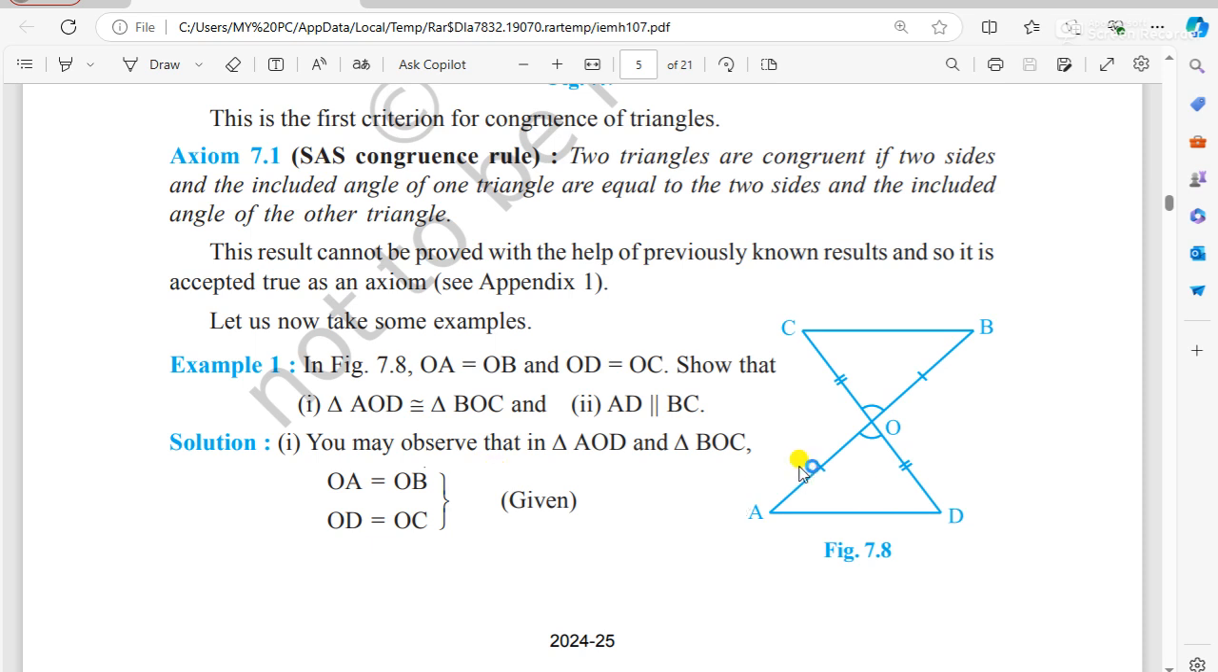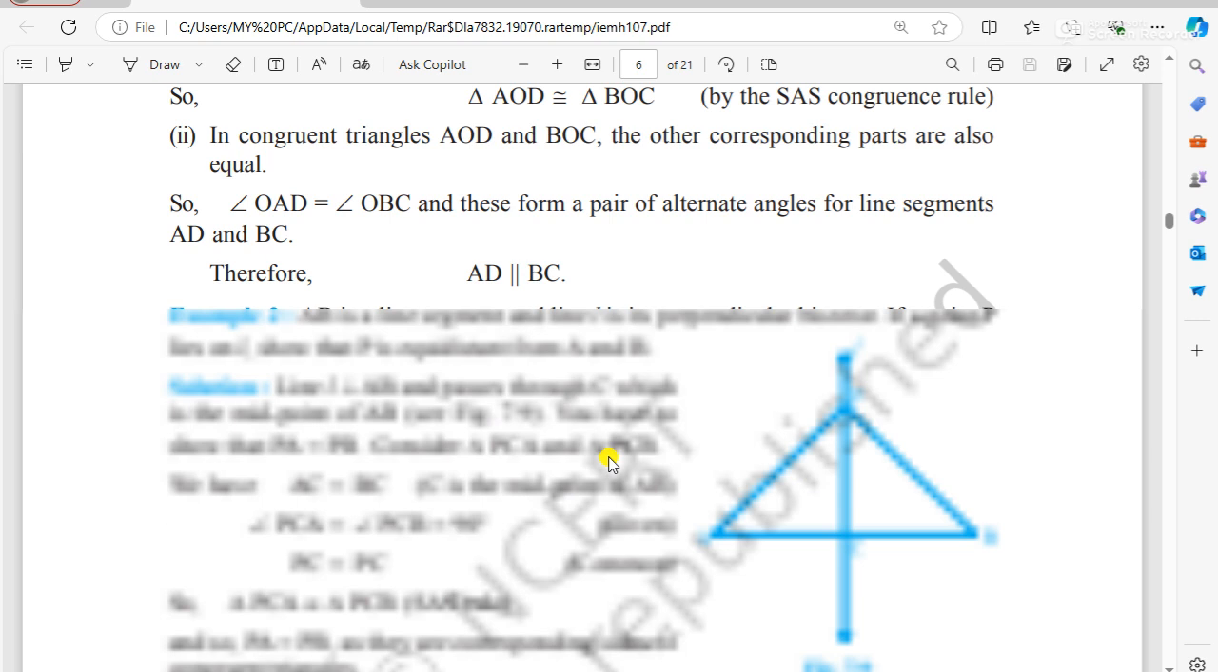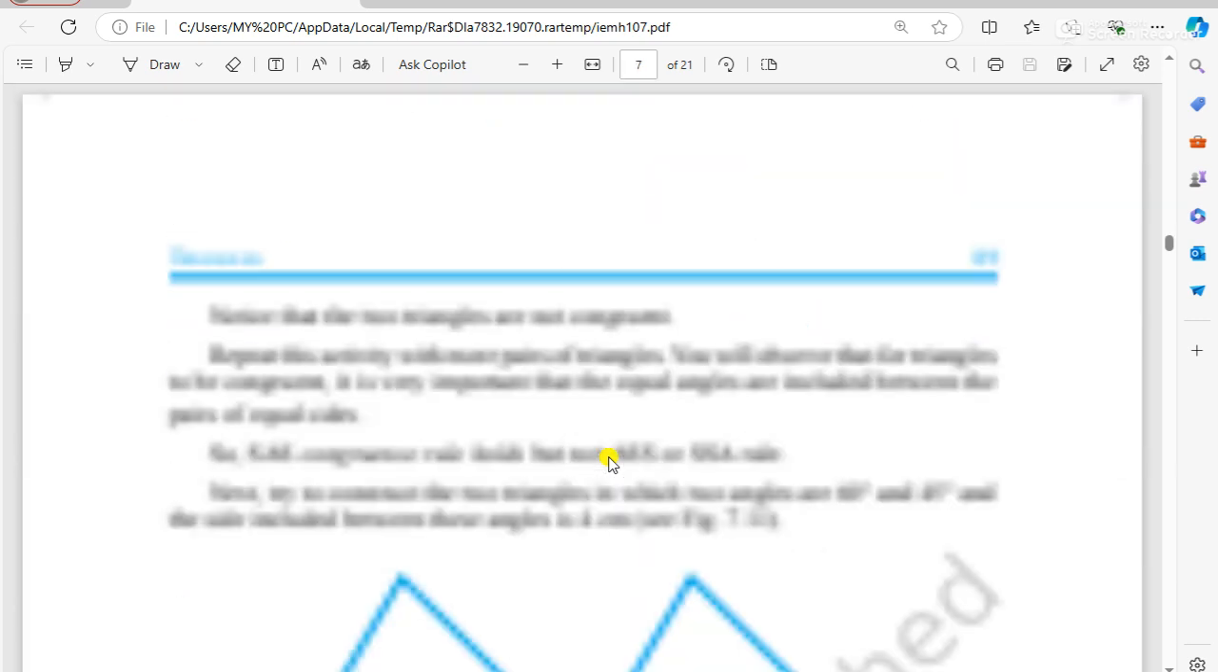This is side angle side, corresponding sides should be equal, right? And the included angle means the angle between the two sides, right? That is side angle side. Now the next criterion we will read. The next criterion is this one, that is the second criterion.